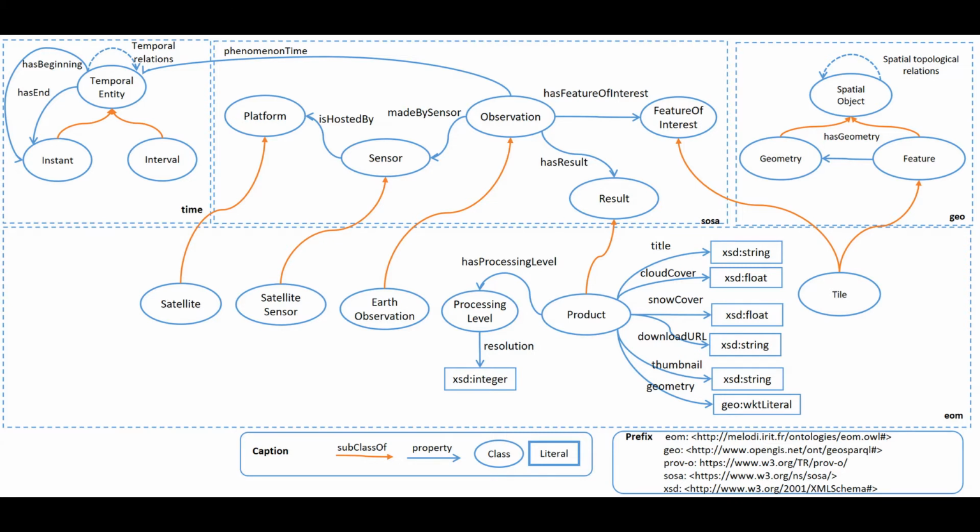Instead of presenting the ontology as a whole, we chose to present views on the ontology, that we call models, made of classes and properties. Earth Observation Model: the Earth Observation Model is the part of the ontology dedicated to representing metadata of Sentinel images. It mainly describes the product, an image, as a result of an observation.